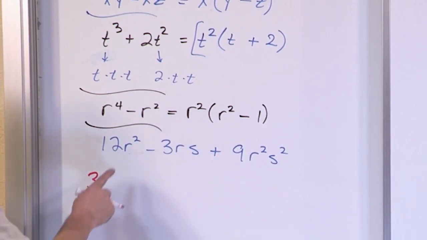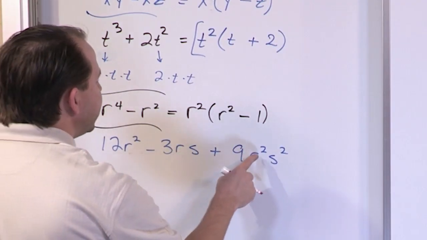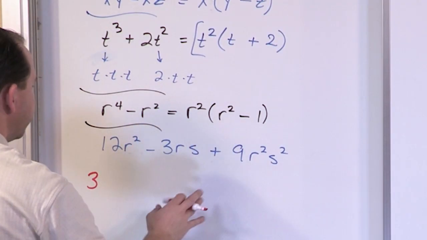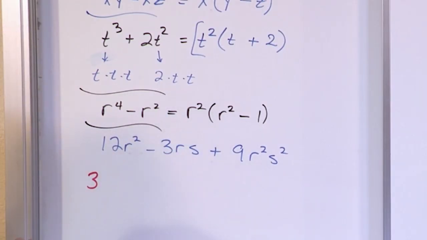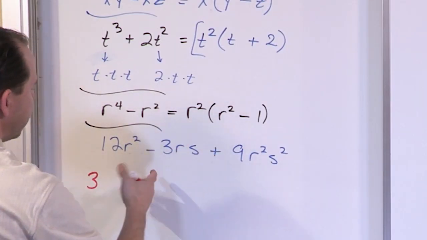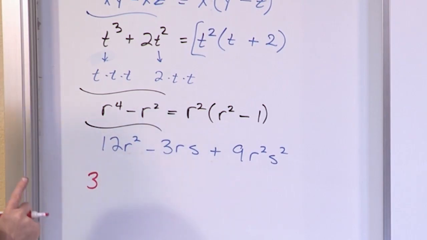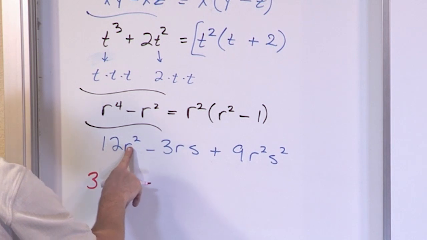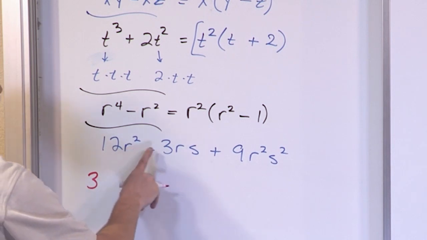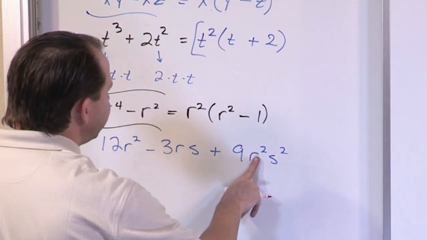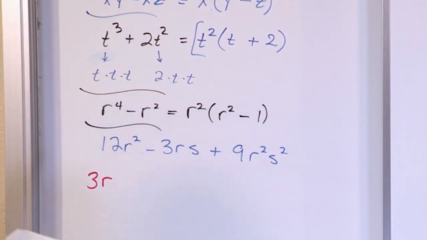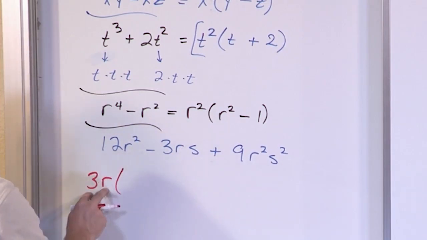And then I look at my letters. I have an r squared, r, and another r squared. Clearly, r squared is not common to all of them because I don't have an r squared here. S is not common to all of them because I don't have any s's at all here. But r, just a single r, is common here because I have at least one r wrapped up here, at least one r wrapped up here, and at least one r wrapped up here. So I can pull out a single r. I can't pull out more than that because I don't have enough of them here. So I can only pull out 3r.